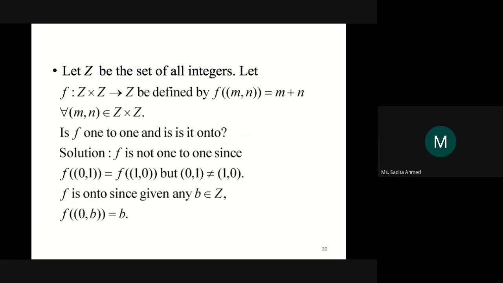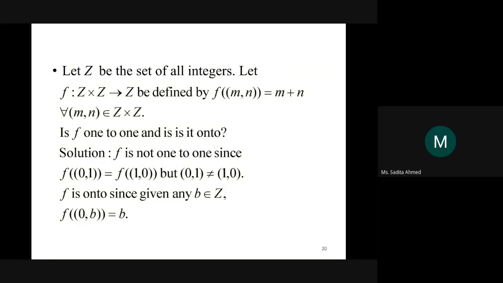Whichever integer you want as the result, just set m equal to that integer and n equal to 0, and you will get that integer in the result. If that is possible, then it's onto. So it is possible to get any integer in the result if you set m to the result that you want and n to 0. Since that's possible, it's onto. Is that clear to everybody?